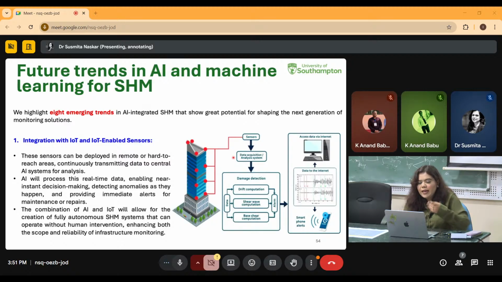So the diagram, as I said, is a generalized way of how the integrated system works. The sensor gathers data, it transmits the data, and then the internet device or the computers sense the alert.